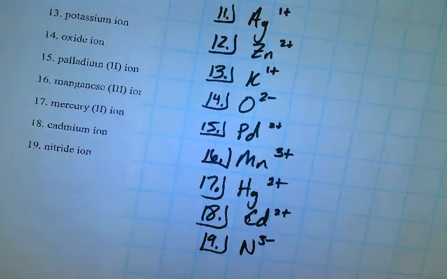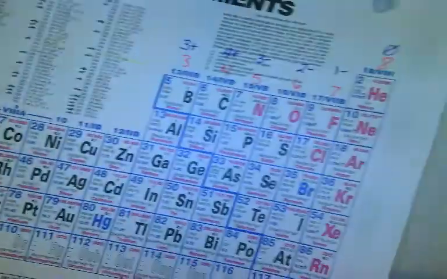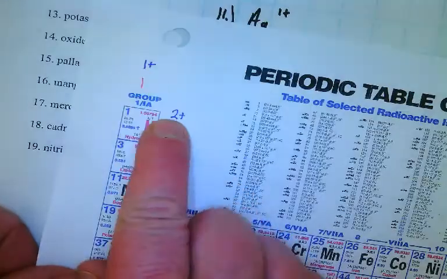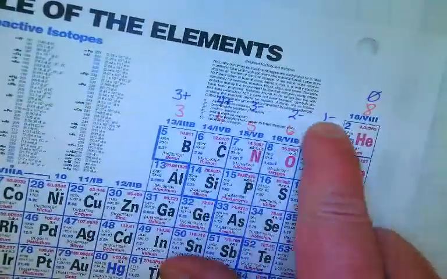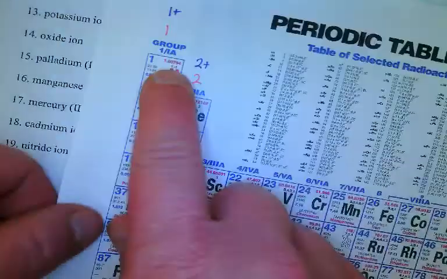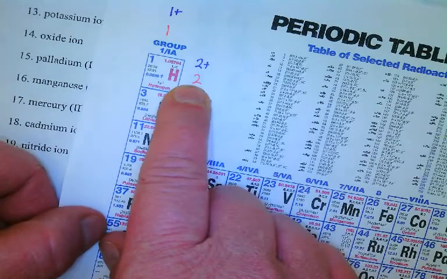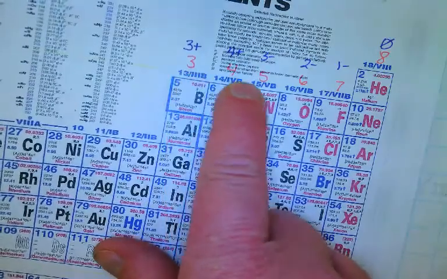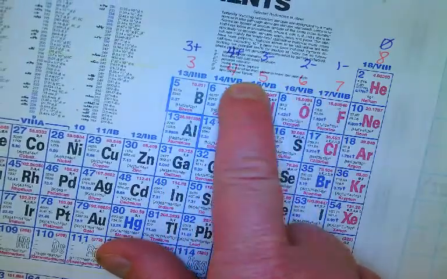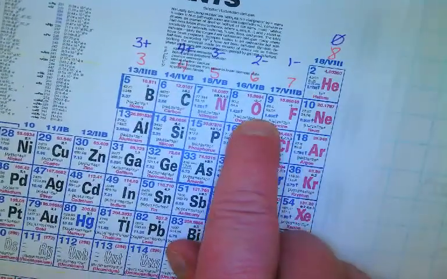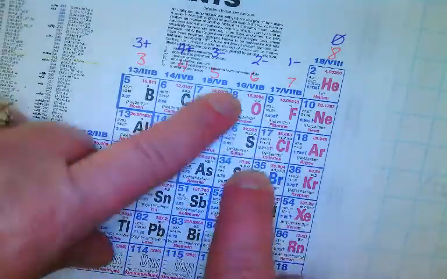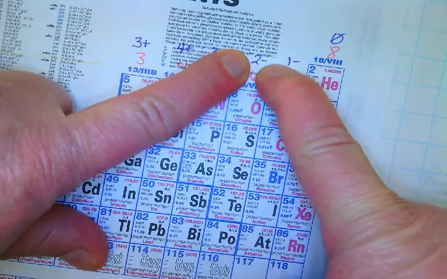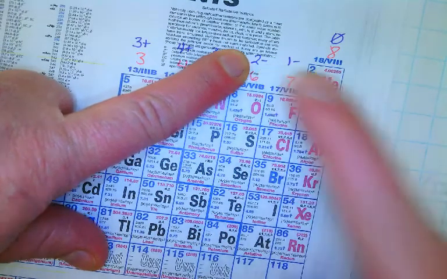So on my periodic table, I have 2 numbers. I have the charge of my ions, right? And then I have the number of valence electrons, right? So I'm going to look up O, you see it? And I'm going to write a 2 minus. Does that make sense?